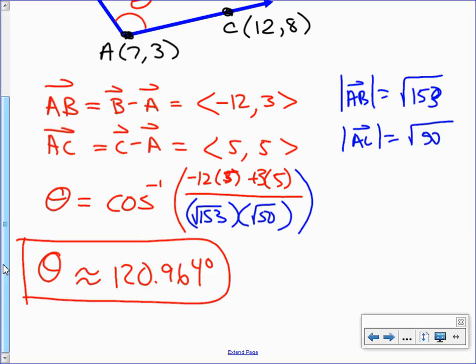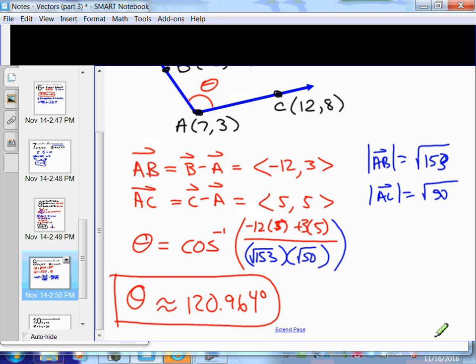Negative 45. Yeah. Good. Okay. Last one's for you. Try the last one on your own, and I'll check back with you in a little bit to see how you did. Okay?